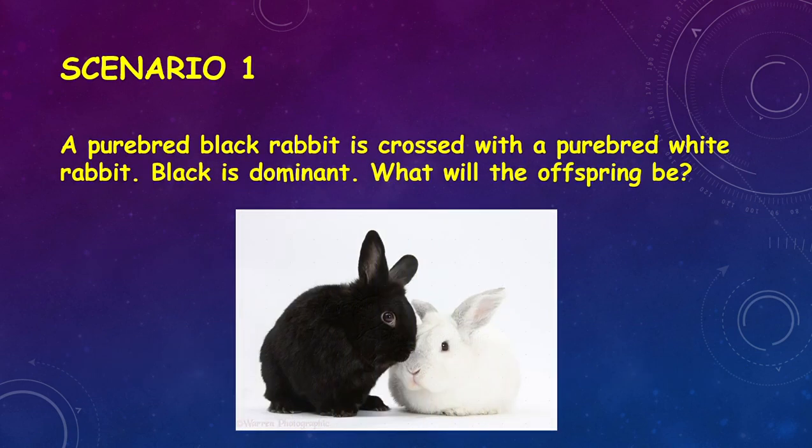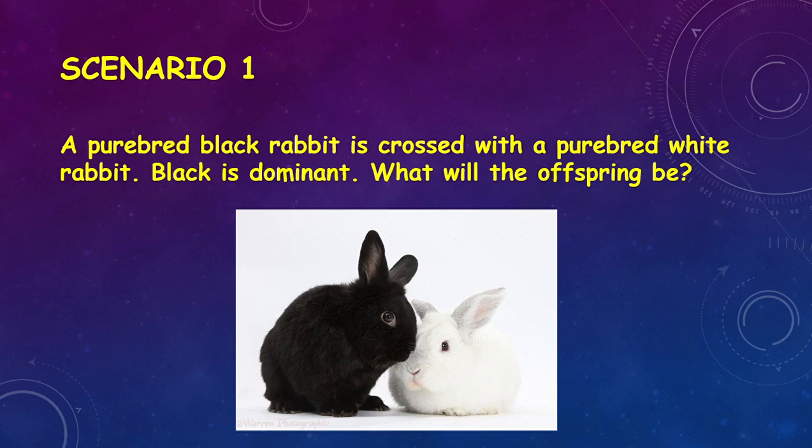Okay, let's get into it. Scenario 1. A purebred black rabbit is crossed with a purebred white rabbit. Black is dominant. What will the offspring be? First of all, what is the gene that we are comparing, or what is the gene that is different? It is fur color. I've got a black-furred rabbit here and a white-furred rabbit here, and I have told you that black is dominant. Sometimes we don't tell you which is dominant or recessive. Sometimes you have to work it out.